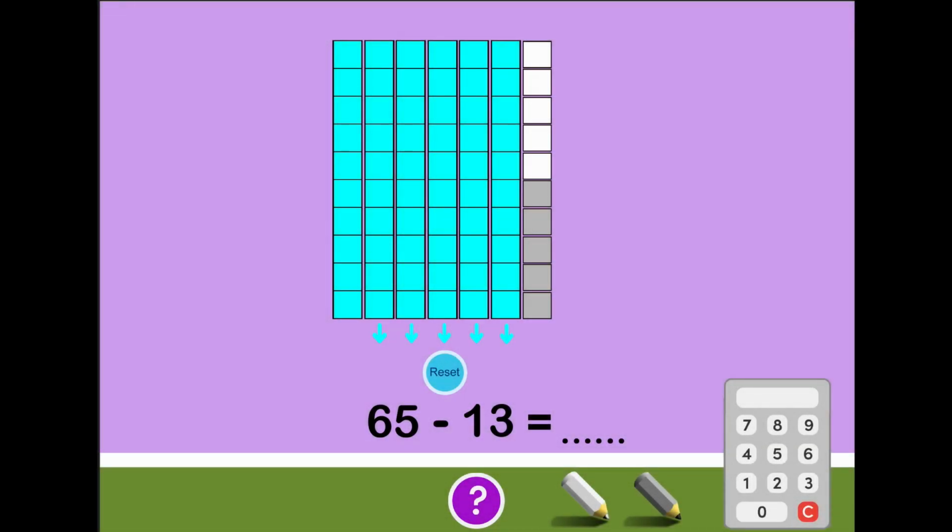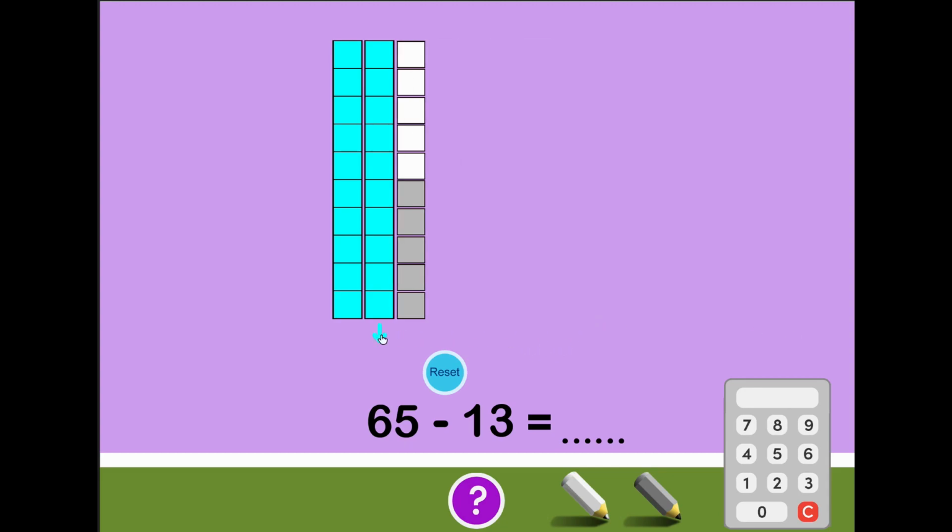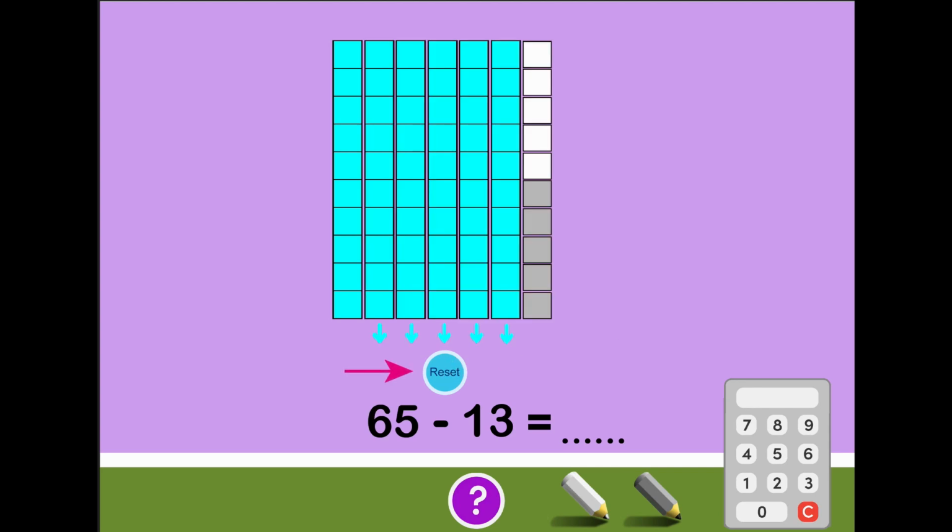What happens if we take away too many? Press reset and it goes back to the original question.